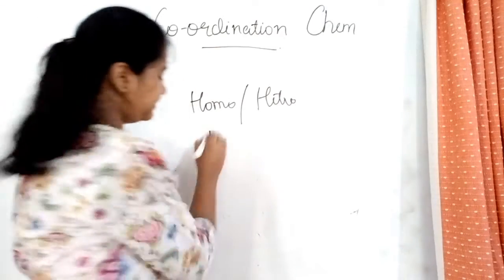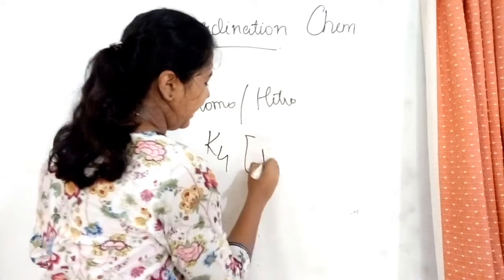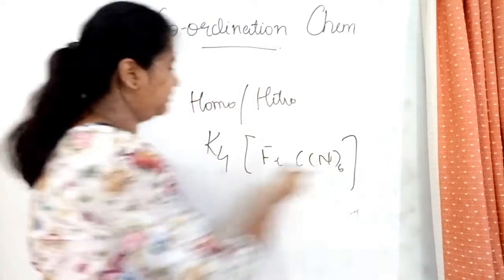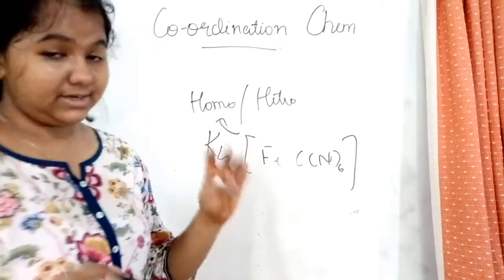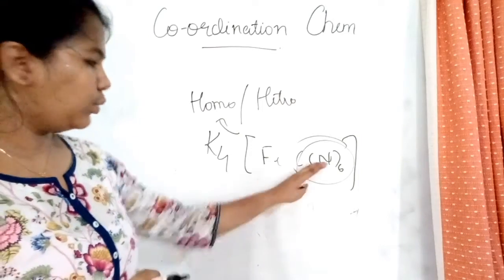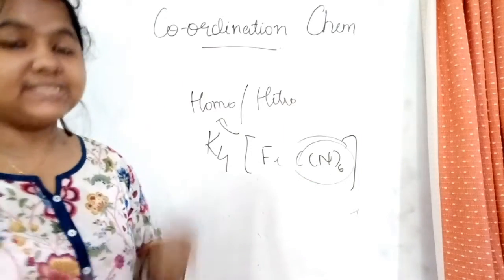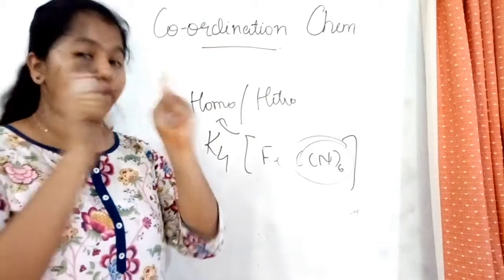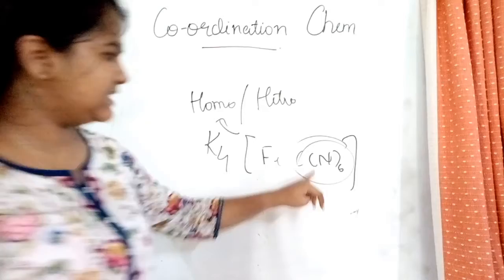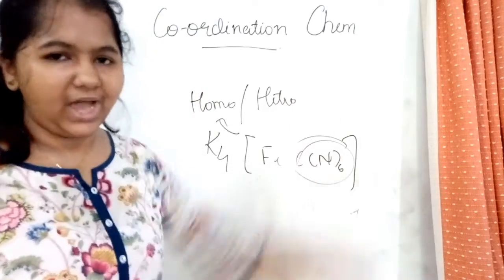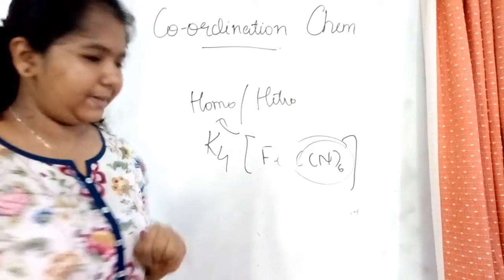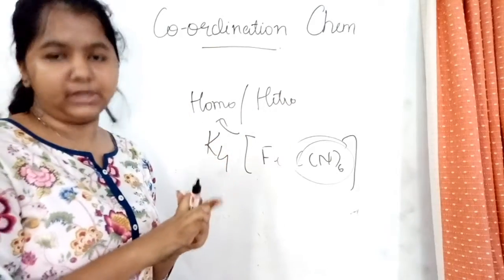The first example that we learned, K4[Fe(CN)6], is an example of a homoleptic complex because there's only CN over there. A homoleptic complex has only one type of ligand. There are 6 of them, that doesn't matter. It is only one type because there's only CN minus. There is no Br, there's no I, etc. This is called a homoleptic complex. Now we'll see an example of a heteroleptic complex.